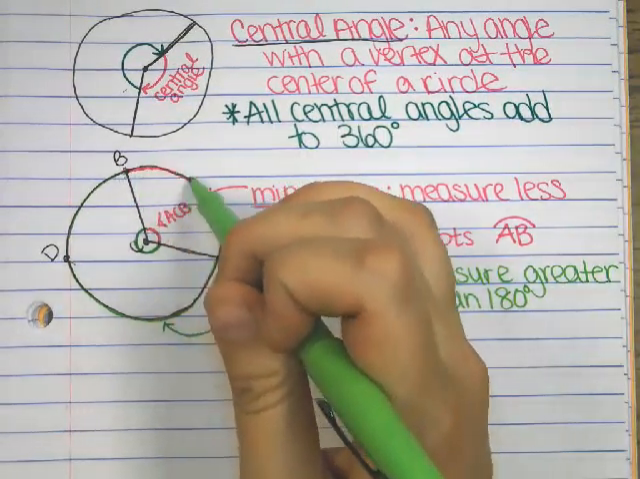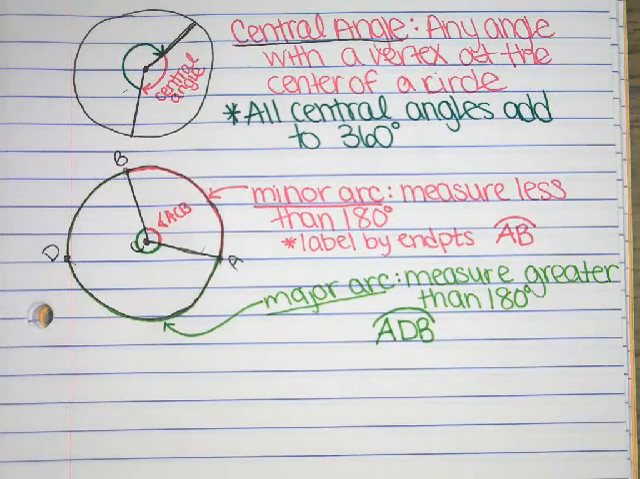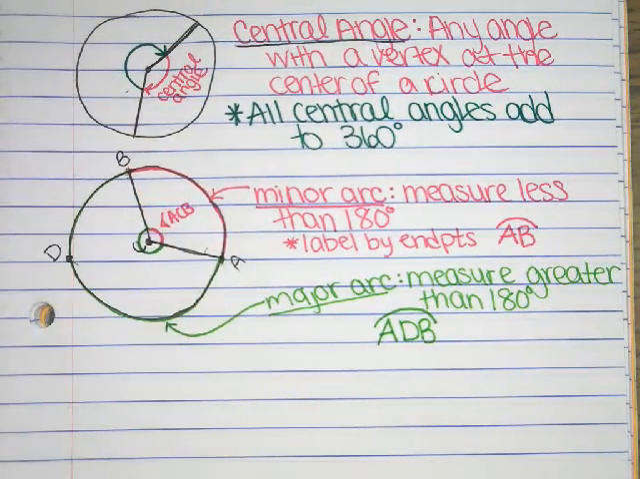Arcs are actually this line here. This arc is labeled this way. So there's a difference between arcs and angles, but whatever your angle measure is, your arc measure is going to be the same.